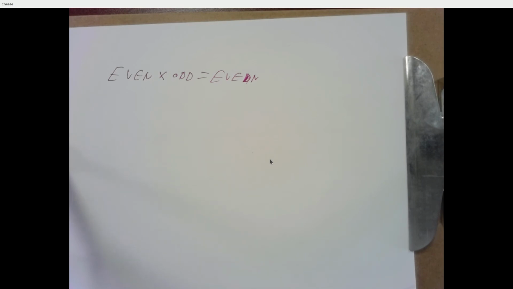Where did you get the equals? So we need to manipulate the left side to look like the right side. Any even number times any odd number. We want it to look like, well, we know that.